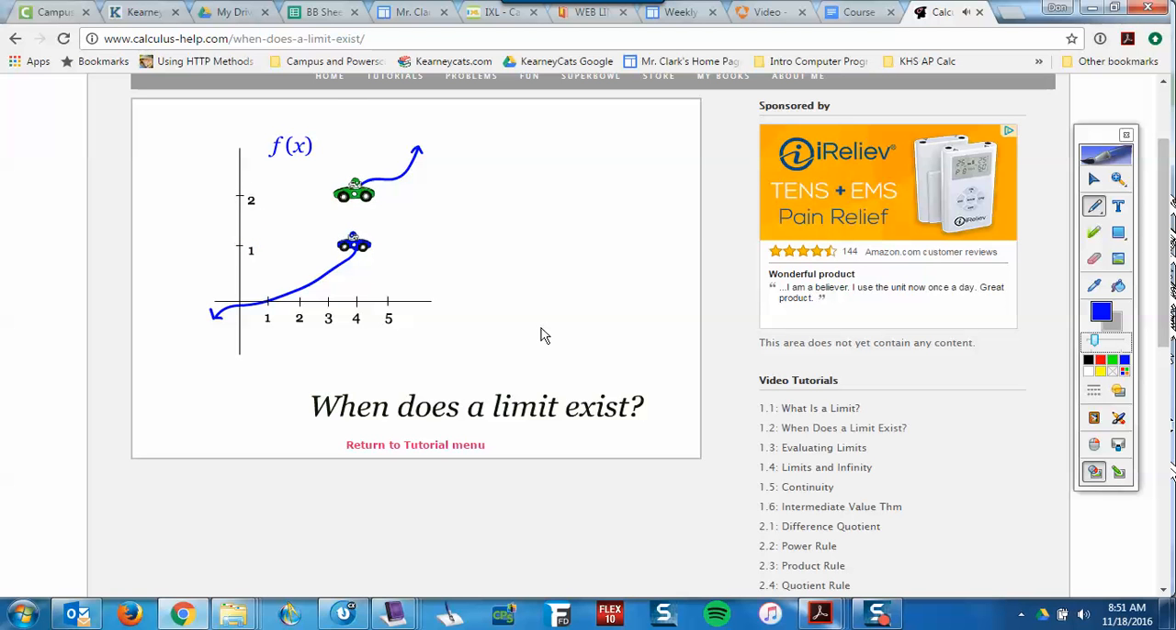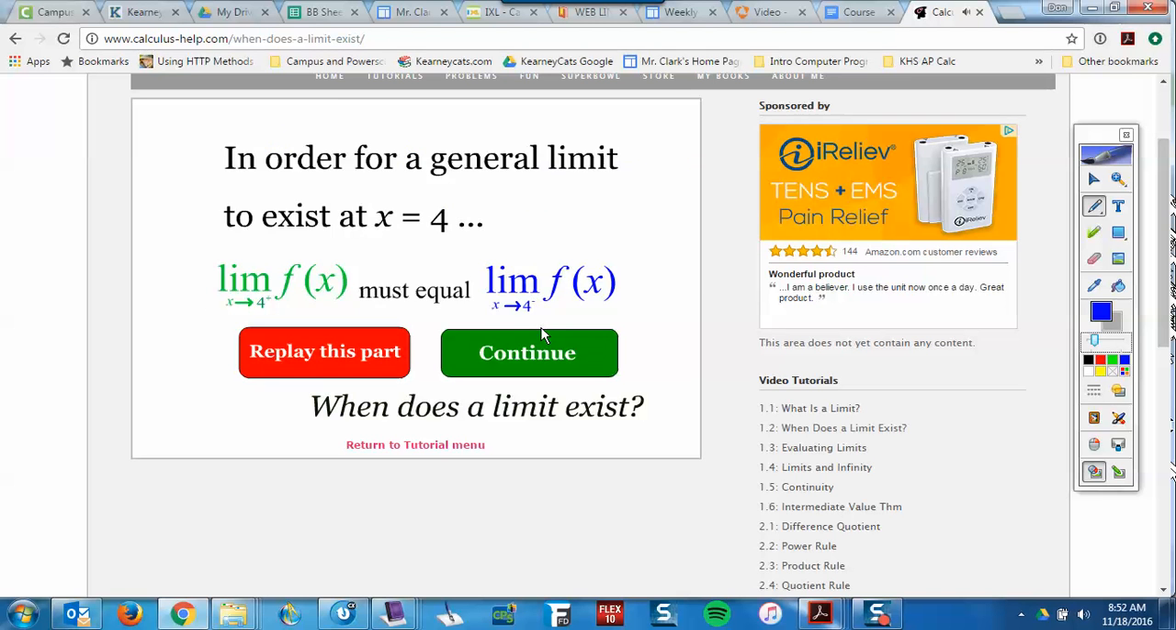We call the height at which we arrive from the right the right-hand limit of f of x, as x approaches 4 from the right. And we denote this with a little plus sign in our limit symbol. The height that we arrive at from the left is called the left-hand limit of f of x, as x approaches 4, and it is denoted with a little negative symbol. Mathematically, in order for a limit to exist, both the right and the left-hand limits must be equal. And if you want to jot that down, there's the key.